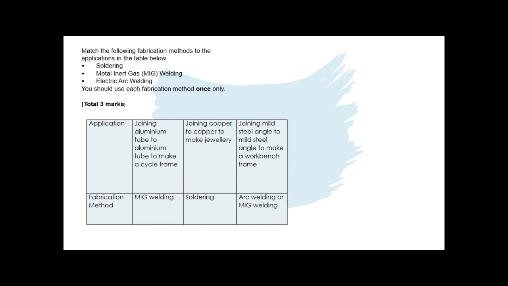Okay, so joining aluminium to aluminium, that will be MIG welding. Copper to copper for jewelry, soldering because it requires less heat, and mild steel to mild steel will be arc welding or MIG welding. So if you put MIG welding, you won't be able to put it for aluminium. If you put MIG or arc, you'd be right for either one, but remember you can only use each method once.